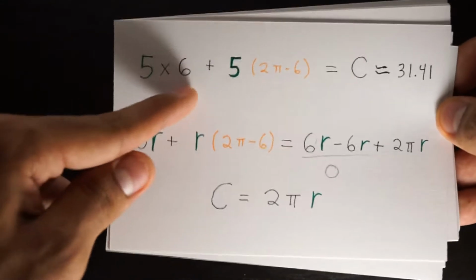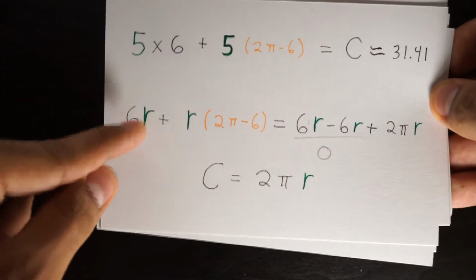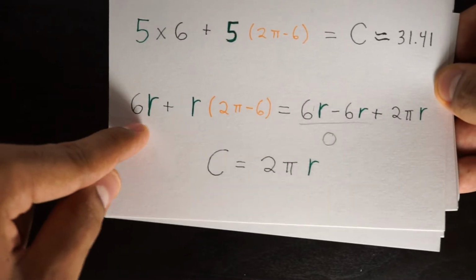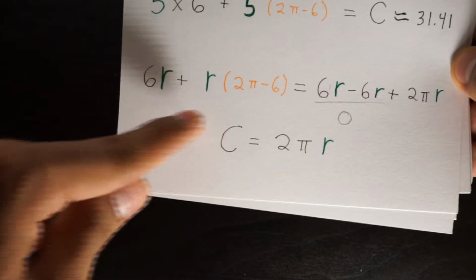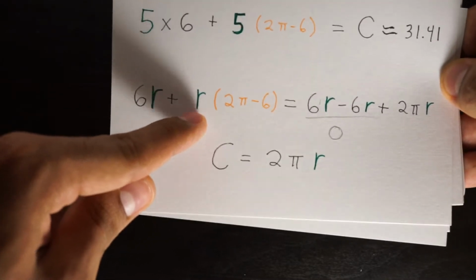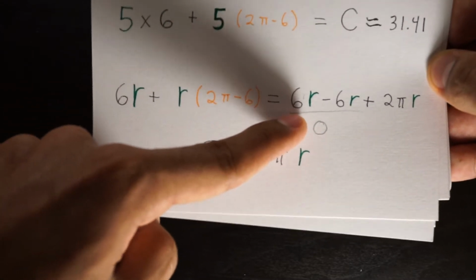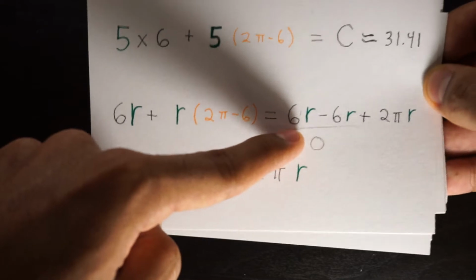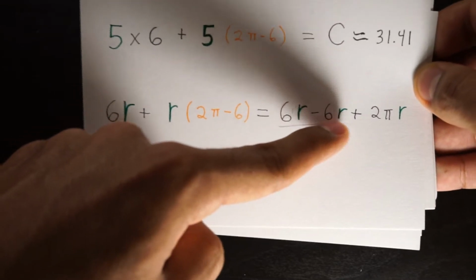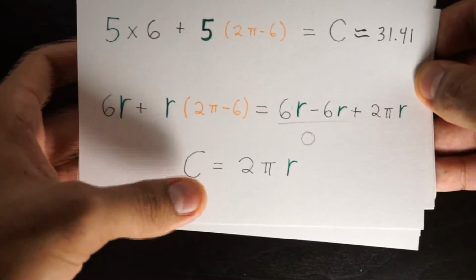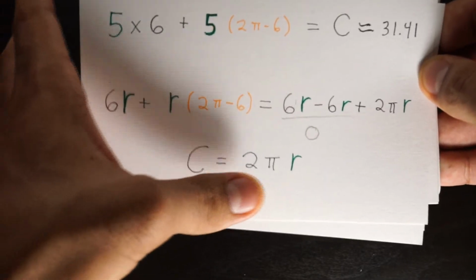And we can make a formula here for that. And similarly, if we replace the 5 with r for the radius, you can see here how if you distribute the radius on 2 pi minus 6, you end up getting 6 times the radius minus 6 times the radius plus 2 pi r. And algebraically, we can see here how the circumference is equal to 2 pi r.